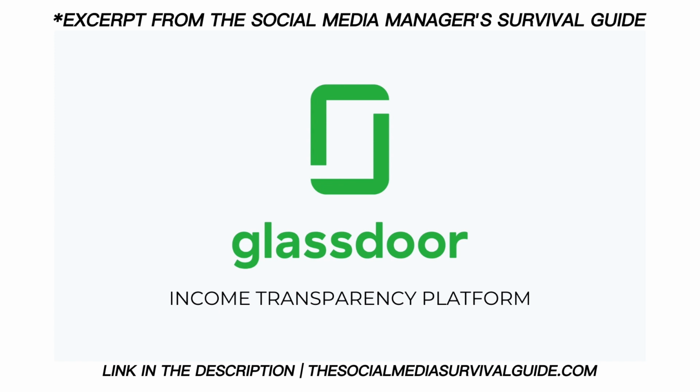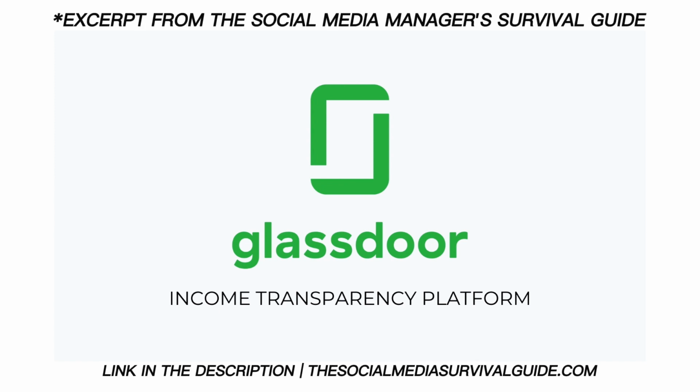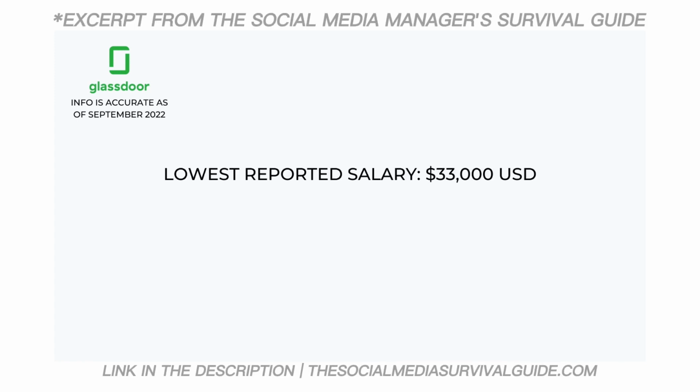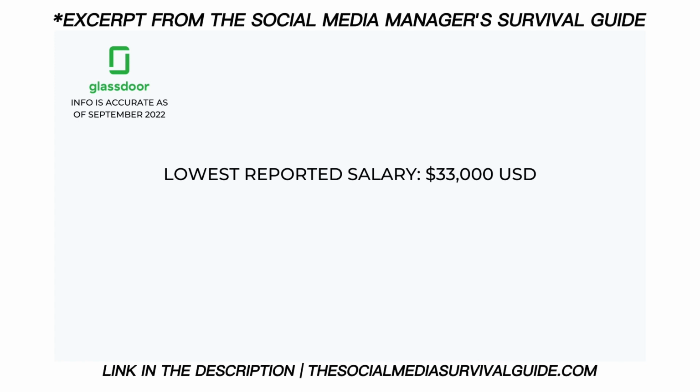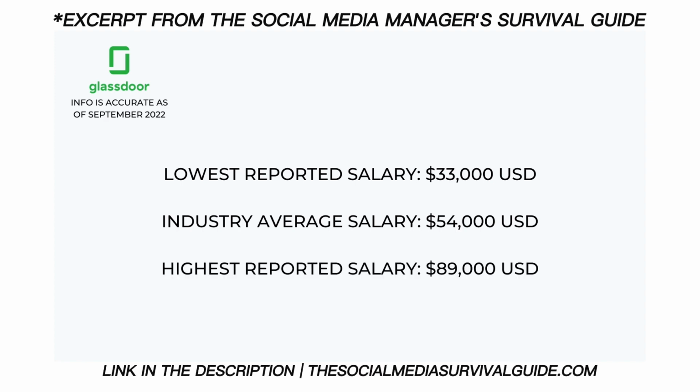If you're not familiar with Glassdoor, it's a website where people can be very transparent about what their annual salaries are for specific companies or within a certain field. As of September 2022, the reported incomes for social media management corporate positions were as follows. The lowest reported salary was $33,000, the industry average was $54,000, and the highest reported salary was $89,000.